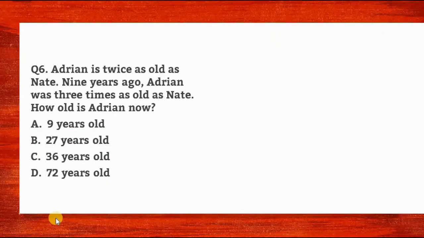Let us look at question number 6. Adrian is twice as old as Nate. 9 years ago, Adrian was 3 times as old as Nate. How old is Adrian now? A. 9 years old, B. 27 years old, C. 36 years old, and letter D. 72 years old.